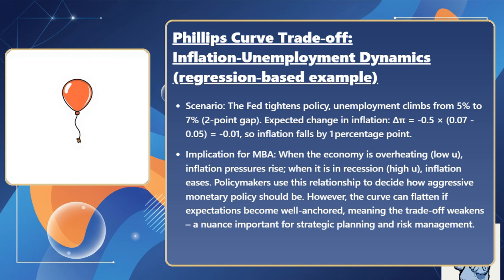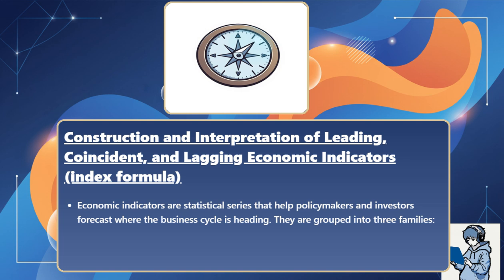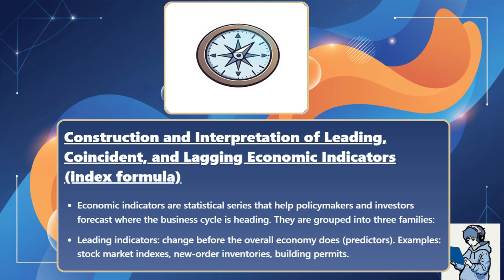Economic indicators are statistical series that help policymakers and investors forecast where the business cycle is heading. They are grouped into 3 families. Leading indicators change before the overall economy does. Predictors. Examples are stock market indexes, new orders, inventories, building permits.